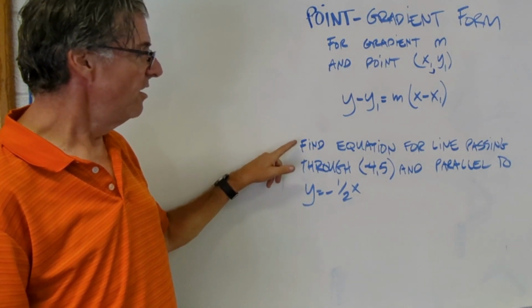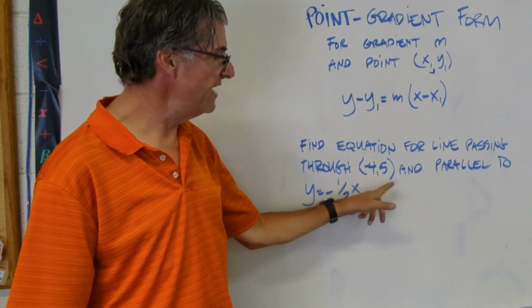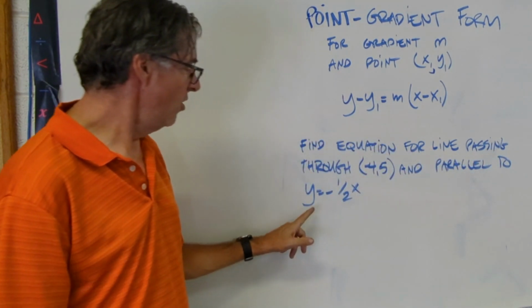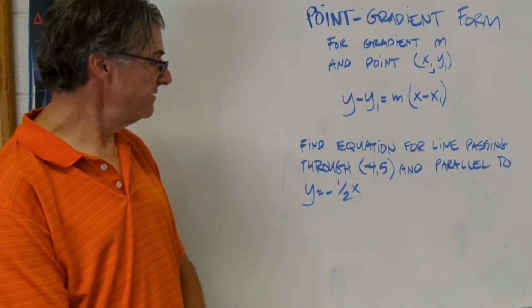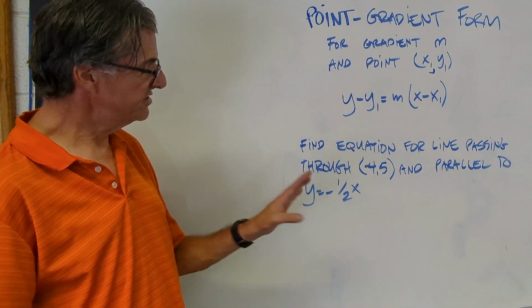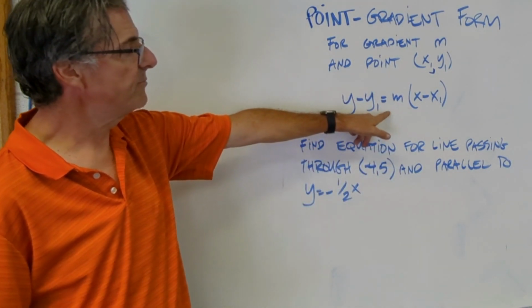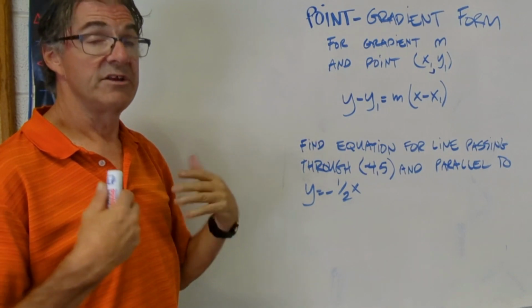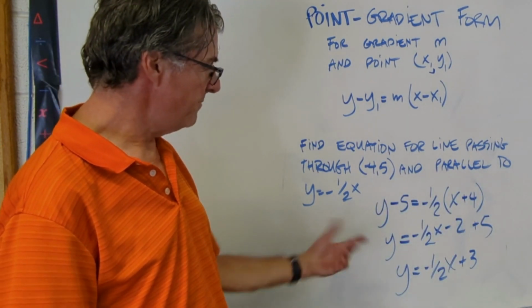Here's a problem. Find the equation for the line that passes through (-4, 5) and is parallel to y equals negative 1/2 x. So go ahead and pause the video and see what you can do. You've got enough information right there to do a plug-in step and then rearrange and turn that into gradient-intercept form. Okay, here's my plug-in step.